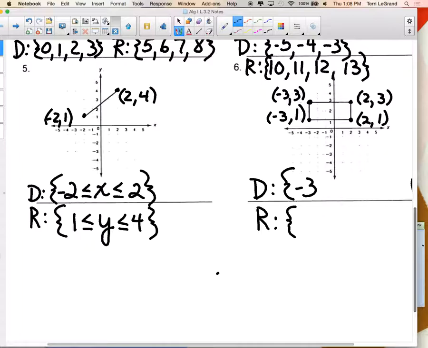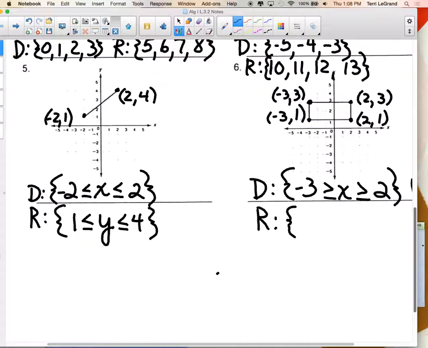Okay, Amber, do you want to finish it for us? -3 is greater than or equal to x, and then greater than or equal to 2. You all agree with her? X, okay, it says -3 is greater than all the x values. So -3, is -3 greater than all of these guys? No. So what do we have to do?